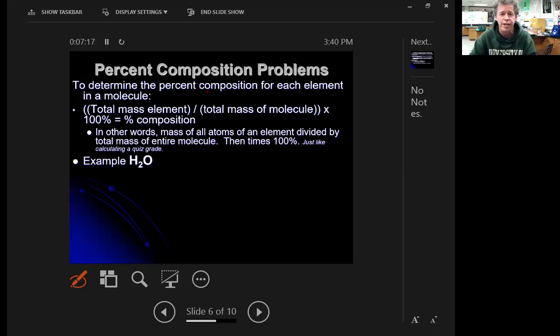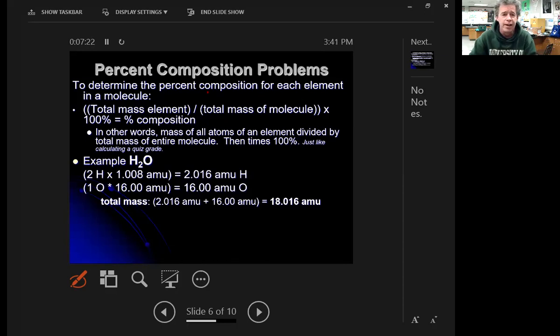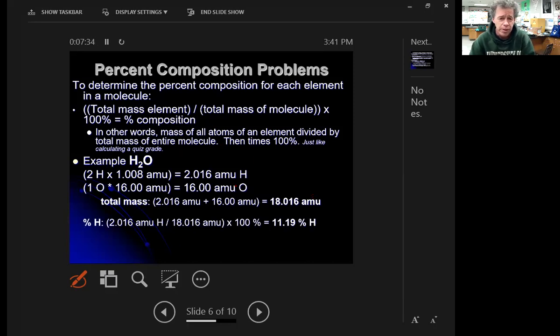So for example, water, H2O. Like we said, it had a mass of 18.016 AMUs, which I think we figured out on the previous panel. Now, for the percent hydrogen, you just take the mass of hydrogen, 2.016 AMUs, and divide it by the total mass, 18.016, and then multiply that by 100, and you get 11.19% hydrogen.